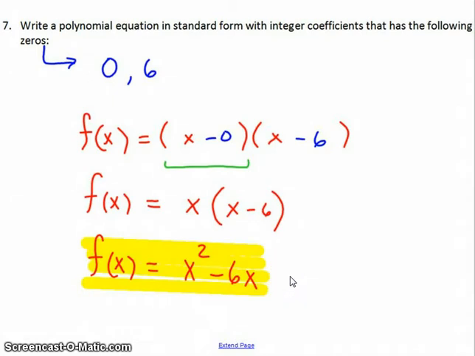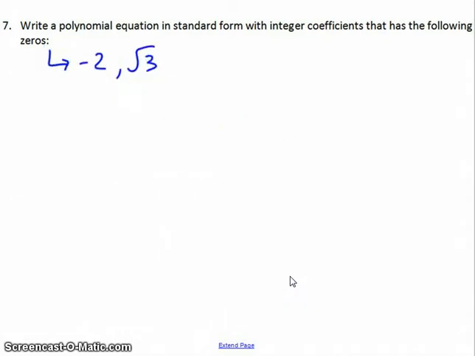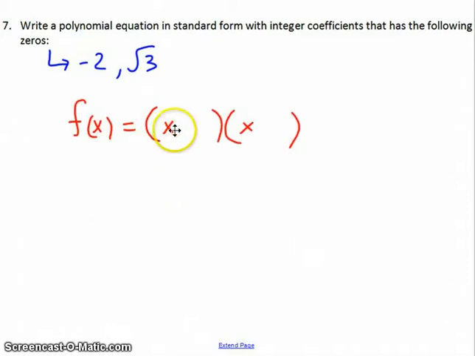Let's look at another example. Let's say that these are the zeros, negative 2 and the square root of 3. Well, like I said before, I'm going to have these two sets of factors here. But wait, square root of 3. This should be a tip-off to you. Anytime you see a square root as a 0, you should realize they come in pairs because they came from doing the quadratic formula, which gives you plus or minus.